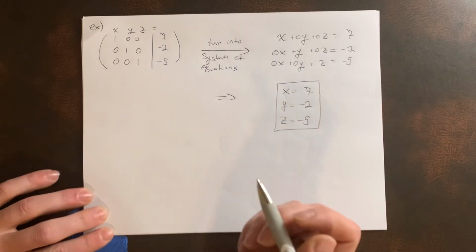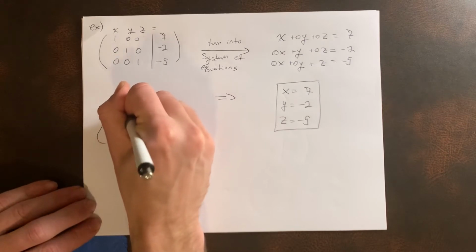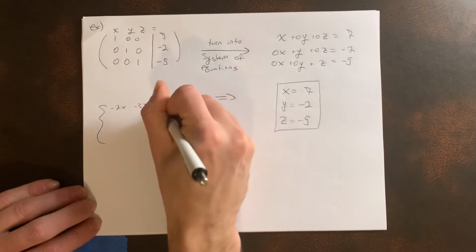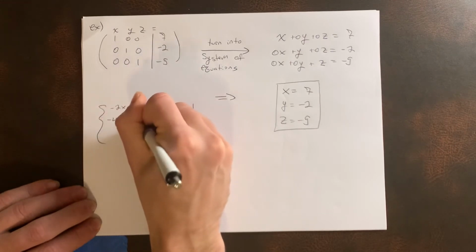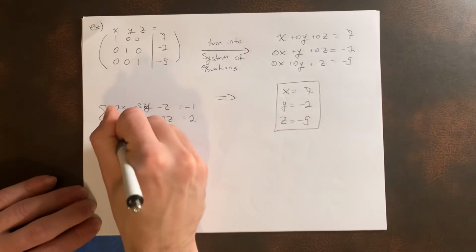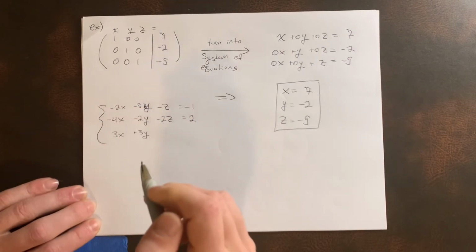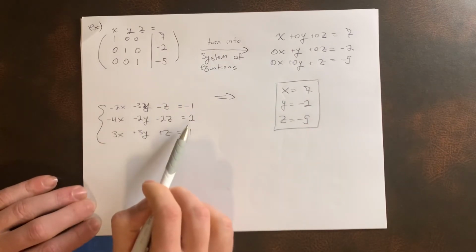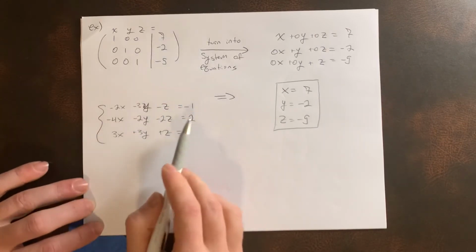So say we have a system of equations. We'll do this one in a second. -2x minus 3y minus z is equal to -1, and then -4x minus 2y minus 2z is equal to 2, and then 3x plus 3y plus z is equal to 1. So here's a system of equations. We solved an example like this in 6.2. In this section, we know now that we can turn this into a matrix.